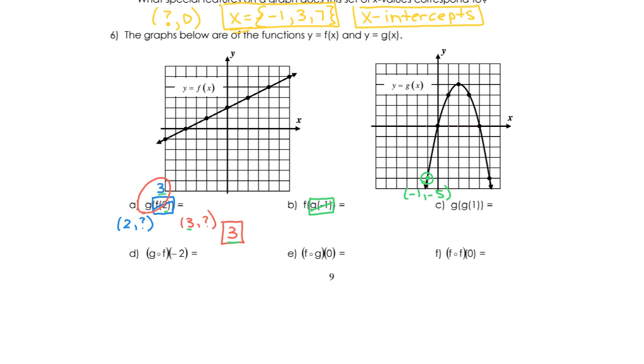And so g of -1 is equal to -5. Hopefully that's not too loud for you guys. All right. Now we're going to do f of -5.